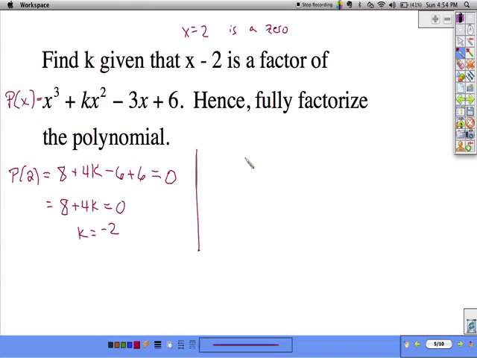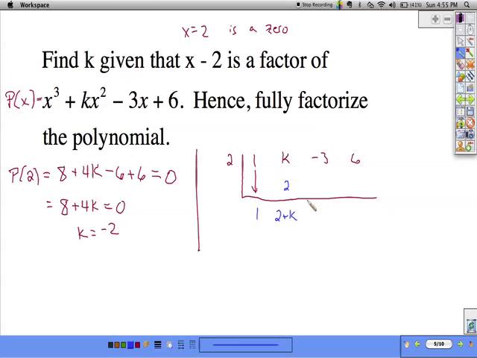Or we could have used an idea called synthetic division, or synthetic substitution, it's also called. What we do is we write down the coefficients of our polynomial. So 1, k, negative 3, 6. Now we're going to write down the value that makes the linear factor equal to 0. Well, that would be a 2. We're going to drop the first number down, and the rule is multiply on the outside, add on the inside. 2 times 1 is 2. I'm going to put that in the next column inside the box, and now I add.